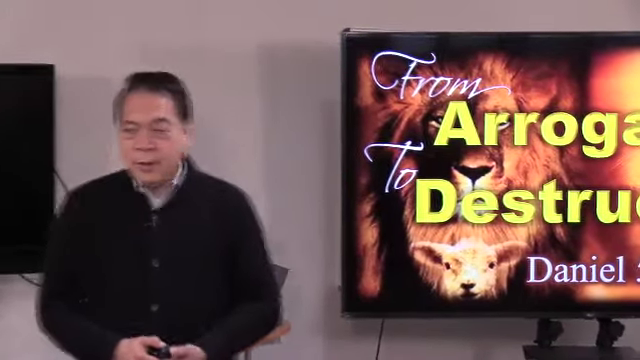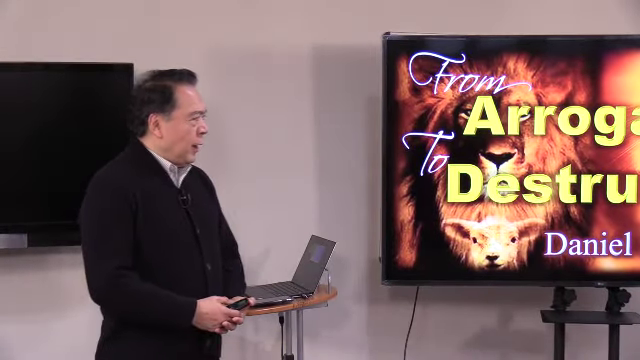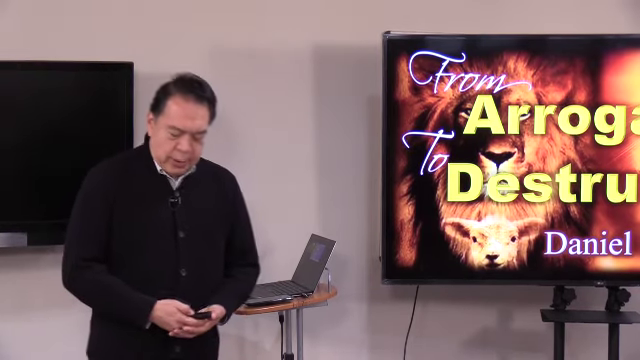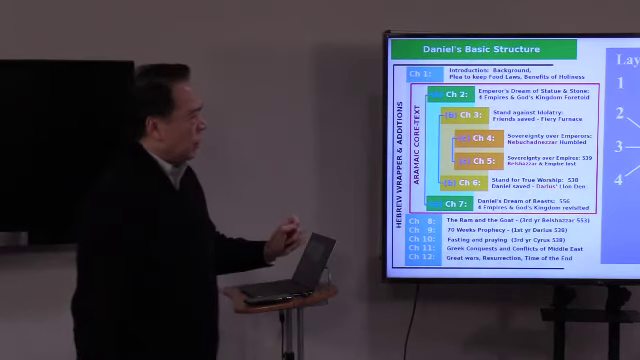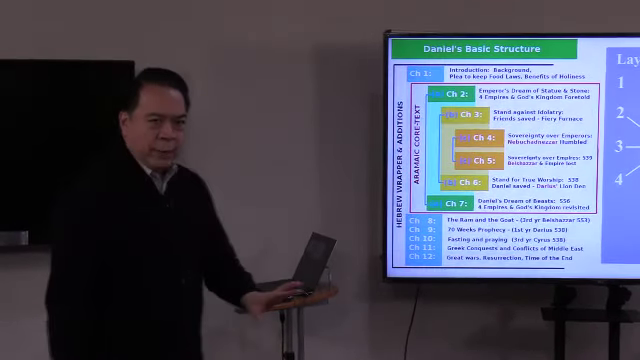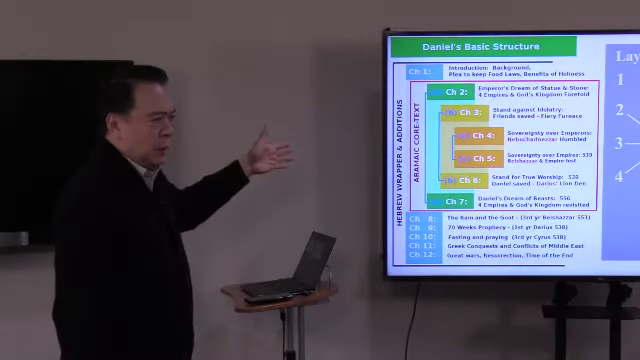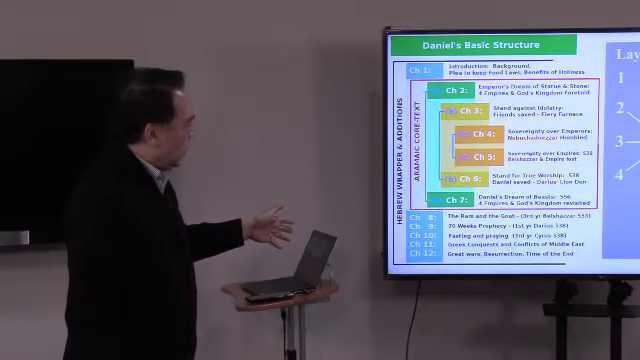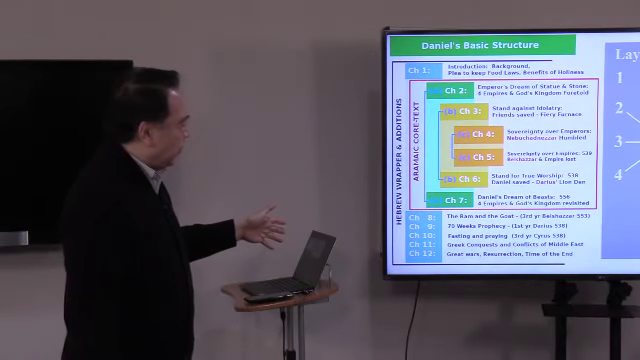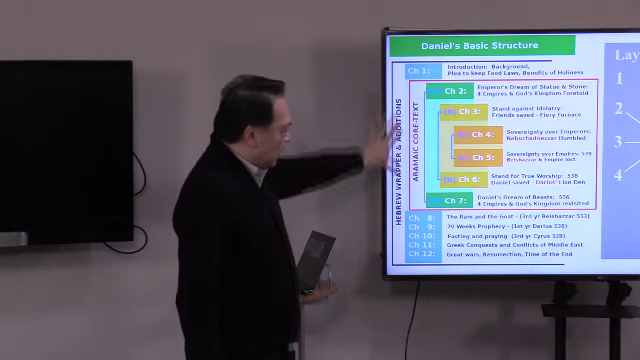So we continue our study of Daniel. We go into from arrogance to destruction. If you will recall the structure of Daniel, I think this is one of the better graphs that I found. This lays out the breakdown by language that was used. You will see that the first part was in Aramaic, chapters 2 to chapter 7.